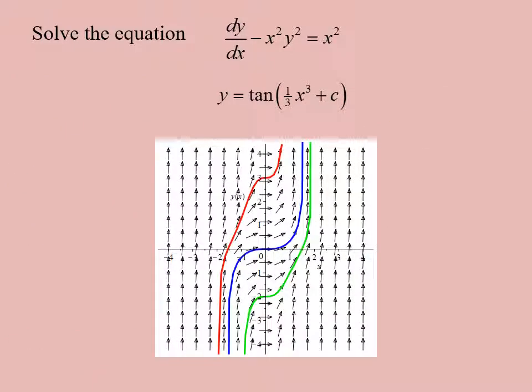Now, I've drawn a slope field using Maple and some of the solutions which would arise from different values of the C. And so this is just a visualization of what some of the answers would look like.